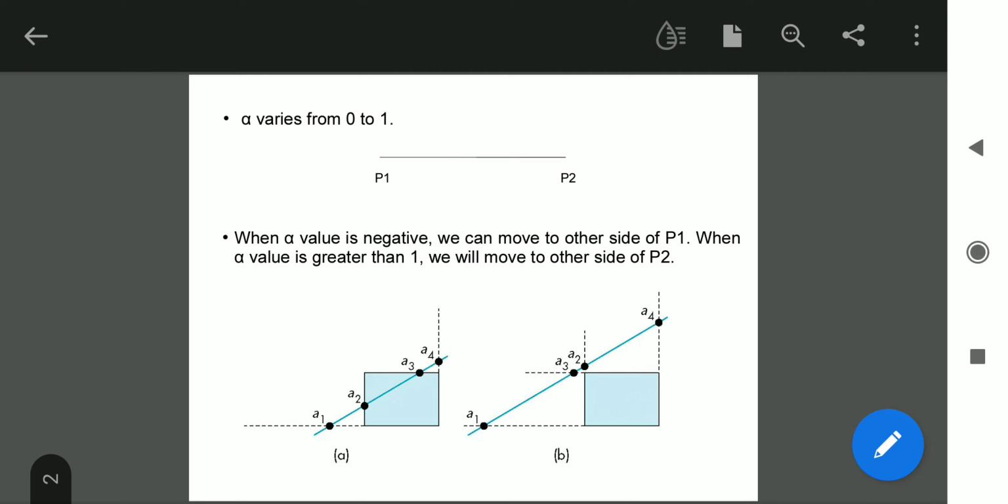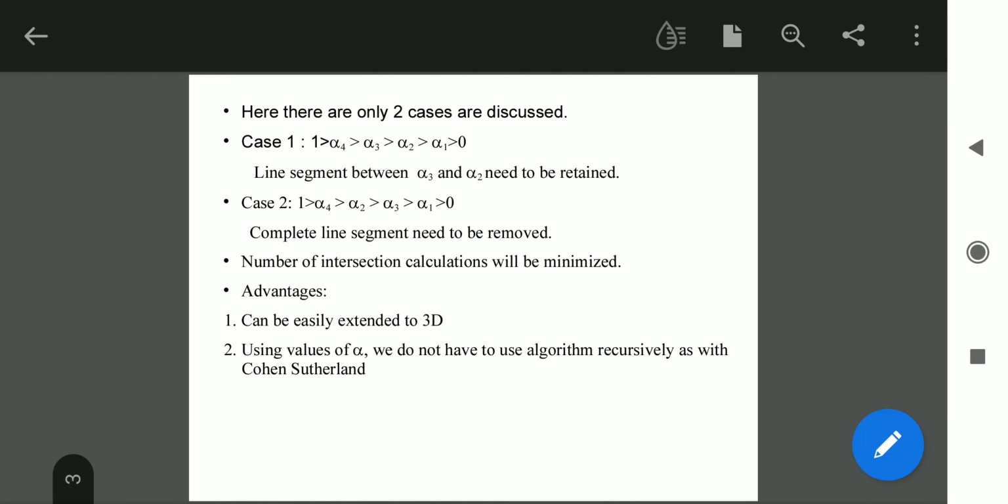To identify that, we calculated 4 intersection points, and when we represent it as a condition, we came to know that not even a small part of the line segment is visible to the user. Then when we compare the Cohen-Sutherland algorithm and the Liang-Barsky line clipping algorithm, in Liang-Barsky the number of intersection points that need to be calculated is minimized. That is, when we start with line clipping, we calculate 4 intersection points. After calculating the 4 intersection points, we are not going to calculate any other intersections. So the number of intersection calculations will be minimized.